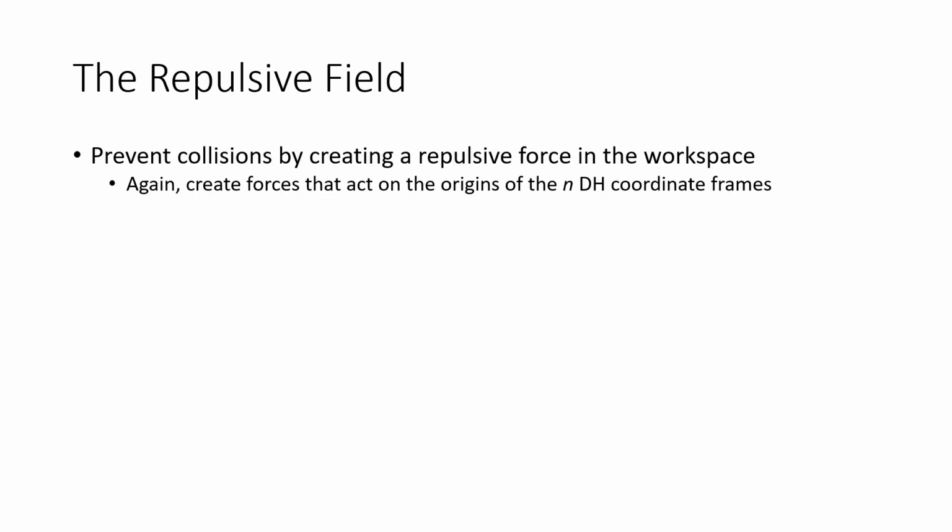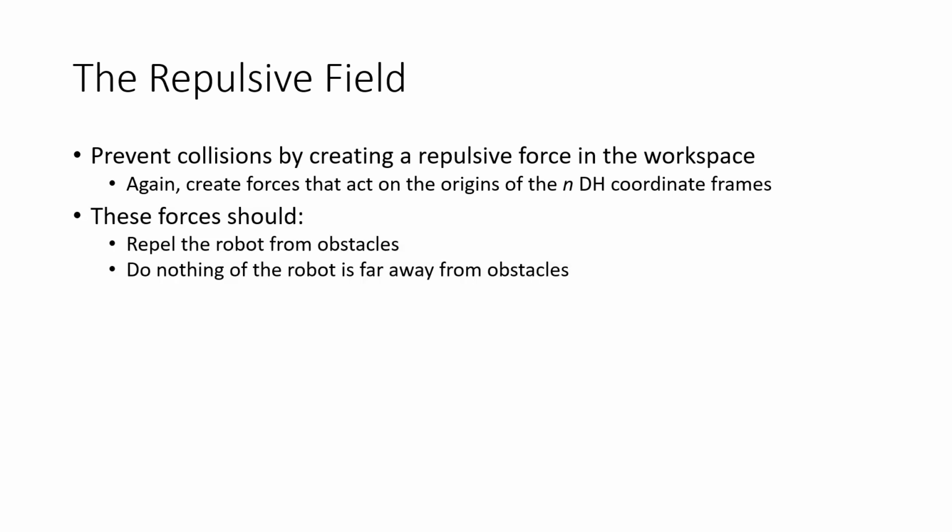We have defined the attractive field quite reasonably well now. It is time now to define the repulsive field. In order to define the repulsive field, we have a very simple criterion. We must avoid collisions, and that can be done if you have a repulsive force defined in the workspace. That repulsive force should do repulsion so that the robot doesn't hit the obstacles, and it should do nothing if it is far from the obstacles.